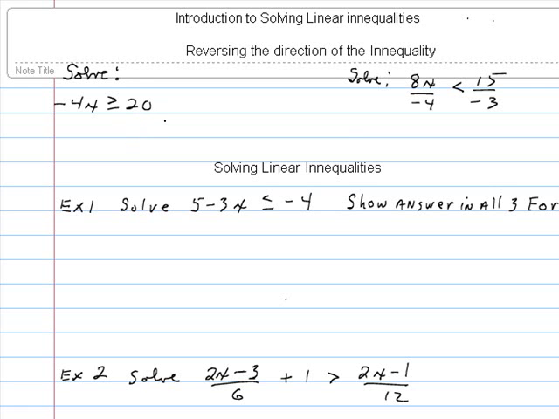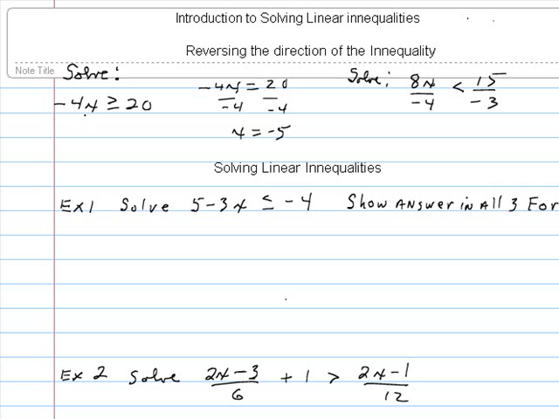When you solve linear inequalities, the steps that you use are basically the same steps as when you solve an equation. If I had the equation negative 4x is equal to 20, I would just divide both sides by negative 4 and get x is equal to negative 5. Okay? Now, it's a little bit different with an inequality.